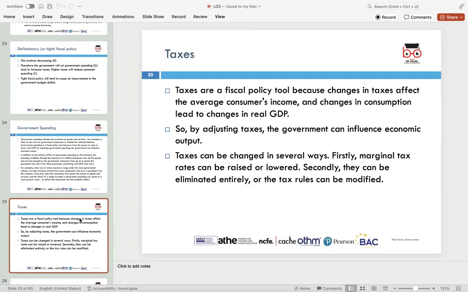Taxes are a tool for fiscal policy because changes in taxes have an effect on the income of the average consumer, and changes in consumption lead to changes in real GDP. Therefore, the government has the ability to influence economic production by modifying taxes. Taxes are subject to a variety of alteration options. To begin, marginal tax rates are subject to either an increase or a decrease. In the second place, they can be completely removed from existence, or the tax regulations can be altered.